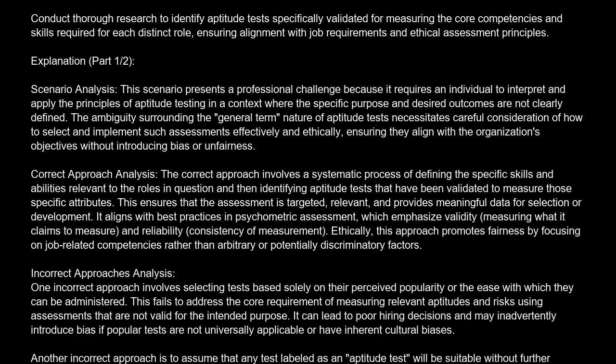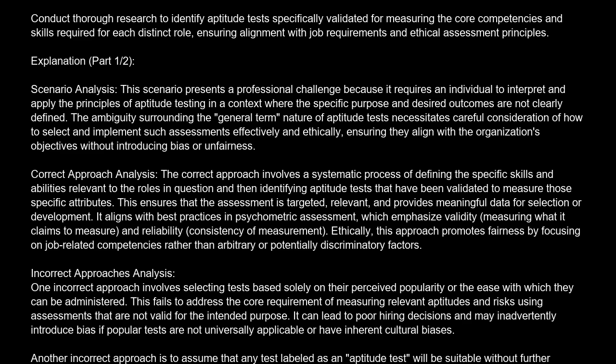Explanation. Scenario analysis. This scenario presents a professional challenge because it requires an individual to interpret and apply the principles of aptitude testing in a context where the specific purpose and desired outcomes are not clearly defined. The ambiguity surrounding the general nature of aptitude tests necessitates careful consideration of how to select and implement such assessments effectively and ethically, ensuring they align with the organization's objectives without introducing bias or unfairness.